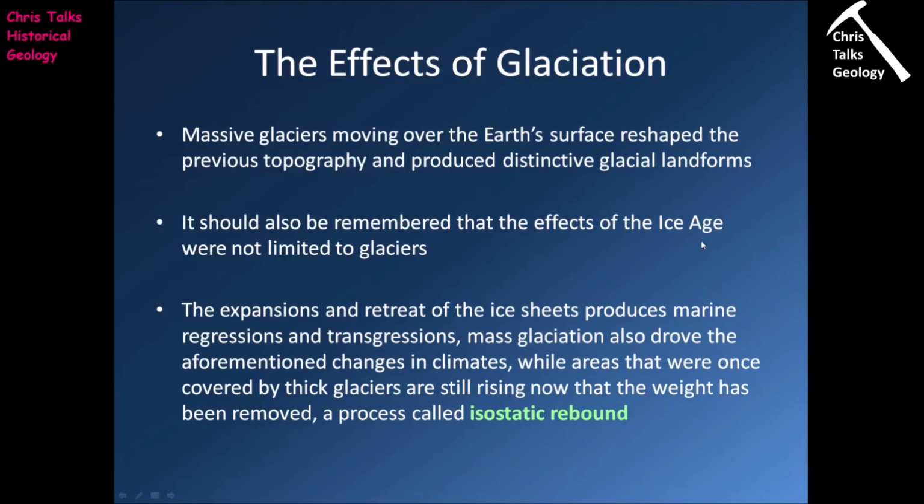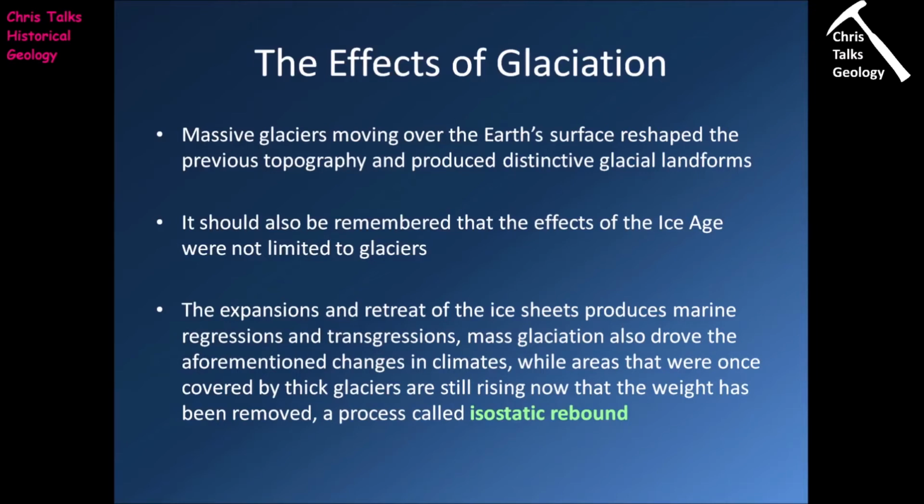So what are the effects of glaciation? So massive glaciers moving across the Earth's surface will reshape the previous topography and produce some distinctive glacial landforms. So remember, glaciers are big, powerful geologic events. They have the capacity to erode and move large amounts of material. So the movement of a glacier through an area is going to have a very significant effect on the topography of that region.